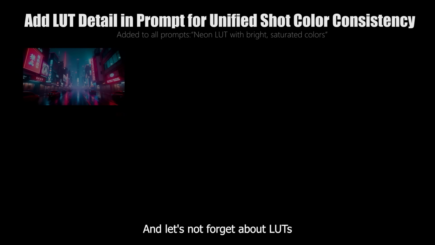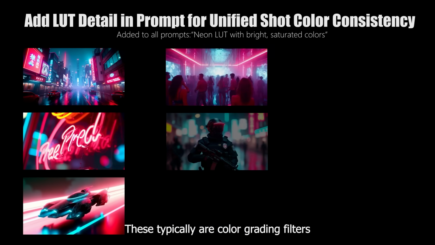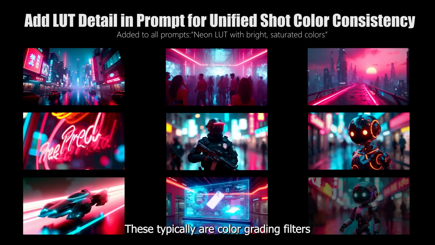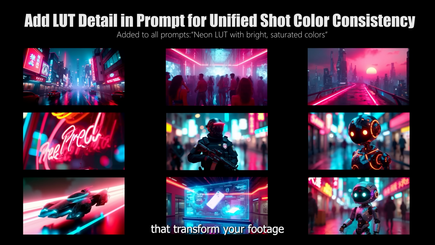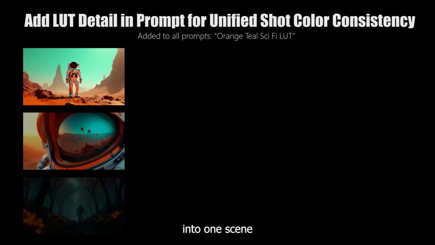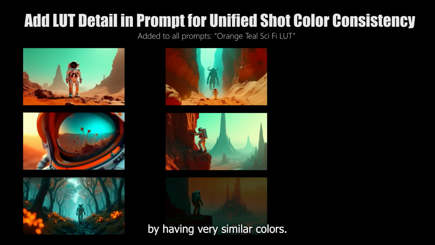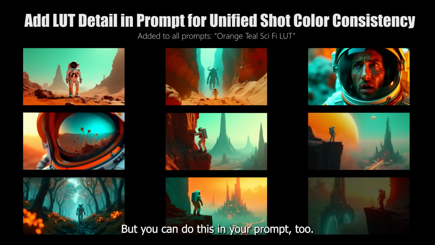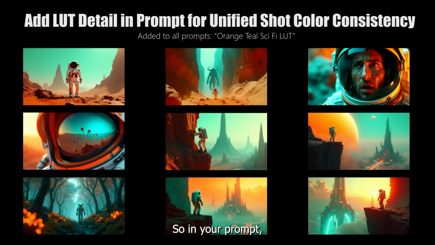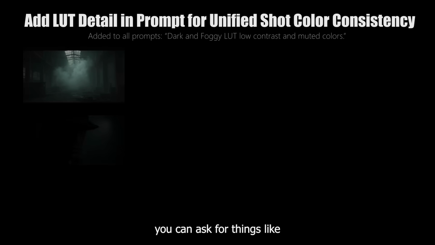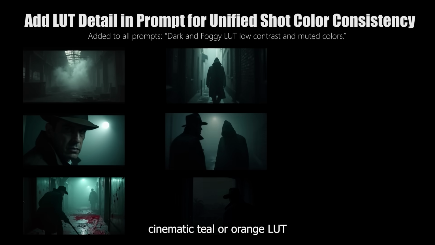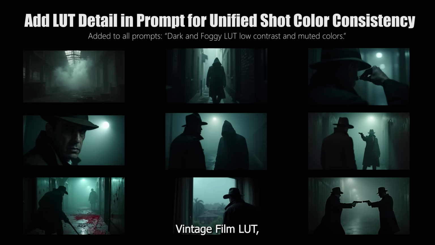And let's not forget about LUTs. These typically are color grading filters that transform your footage, and what they do is unite several clips into one scene by having very similar colors. But you can do this in your prompt too. So in your prompt, you can ask for things like cinematic teal and orange LUT or vintage film LUT, and it'll give you a little bit more of a Hollywood finish.